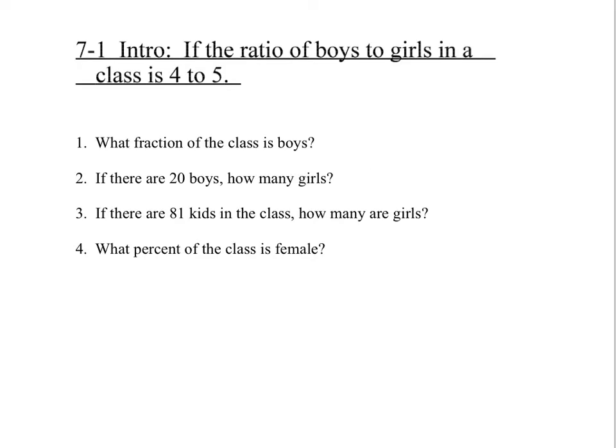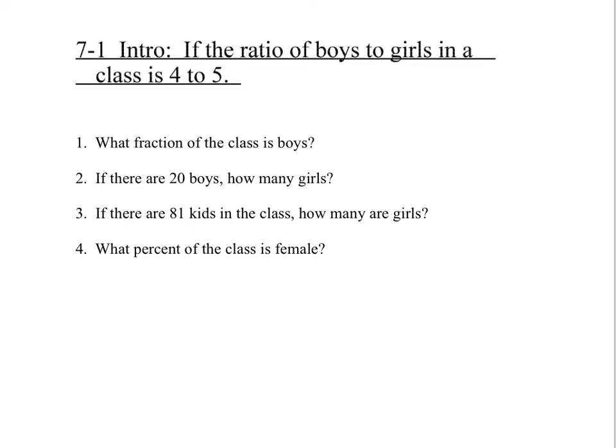Alright, folks, look at this problem real quick right here. If the ratio of boys to girls in a class is 4 to 5, I want you guys to take about 1 minute here and answer these 4 questions. What fraction of the class is boys? If there are 20 boys, how many girls? If there are 81 kids in the class, how many are girls? And what percent of the class is female? Stop the tape and go ahead and answer these questions real quick.